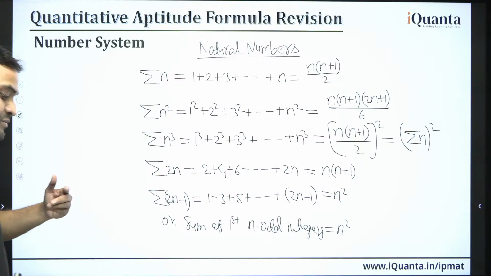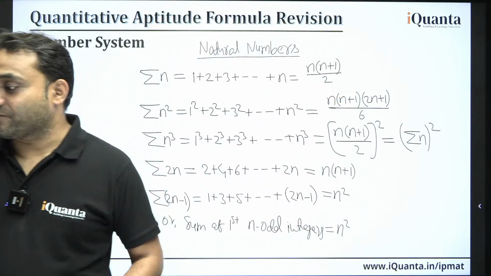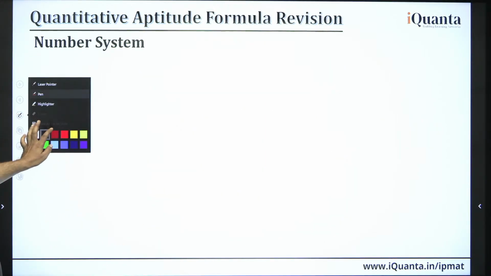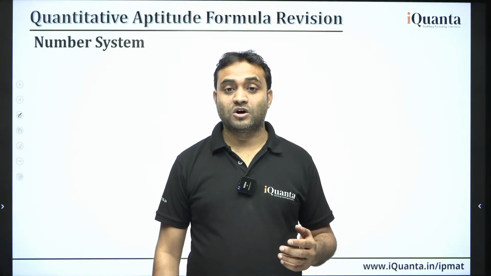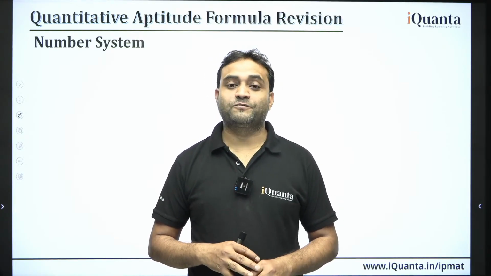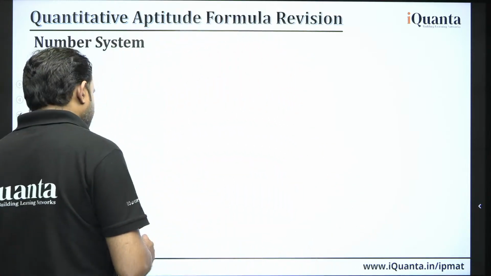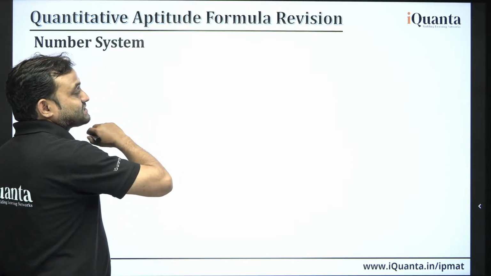Now apart from this, what do we know in natural numbers? In case of natural numbers, what else do we know? We need to know about the prime numbers, right? We need to know about odd numbers, even numbers, their relation in between. Apart from that, we should know the number of digits and so on.